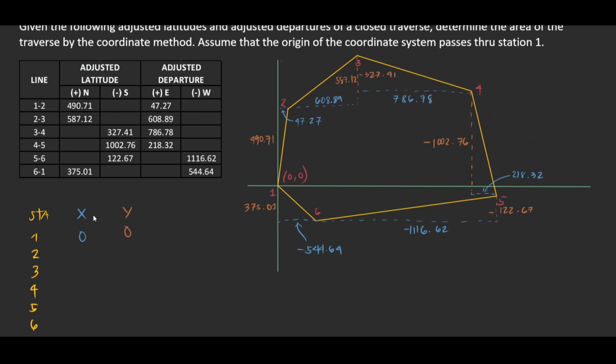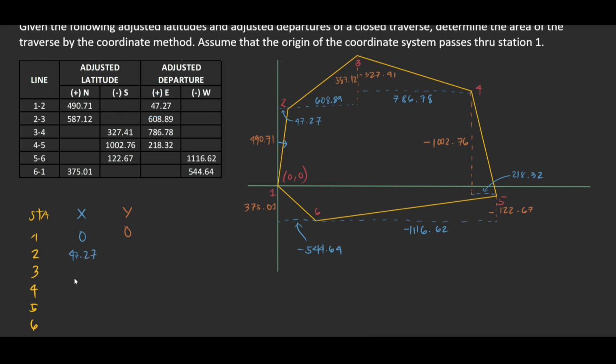So what are we going to use, the latitude or departure? So we're going to use the departures, right? Because we are talking about the horizontal axis here. Okay, so x is 0 for station 1. And for station 2, what do you think? So we have here 1 to 2, right? So 1 to 2, and it says here that from 1 to 2, there is a departure of 47.27 to the east. Okay, so as you can see also here in the plot, this is 47.27 right here to the right. So we're just going to add 47.27 to 0.